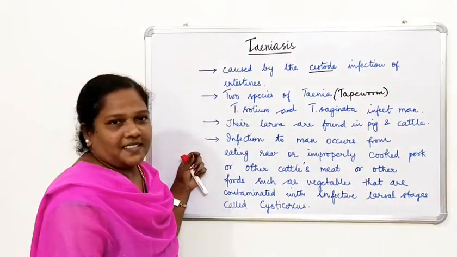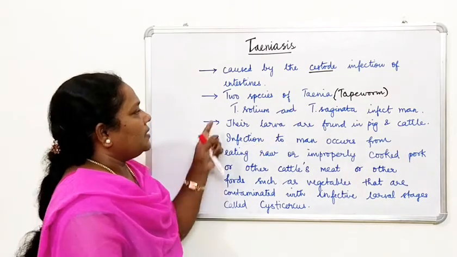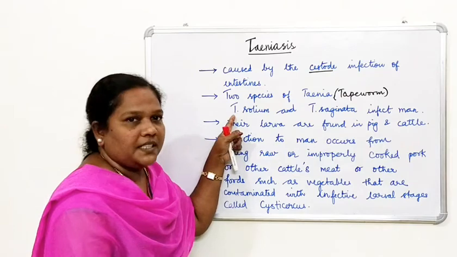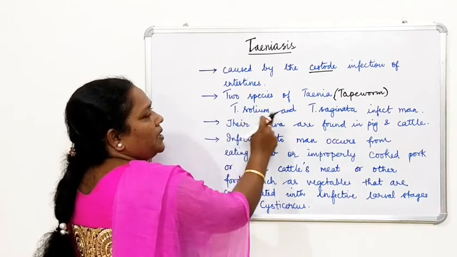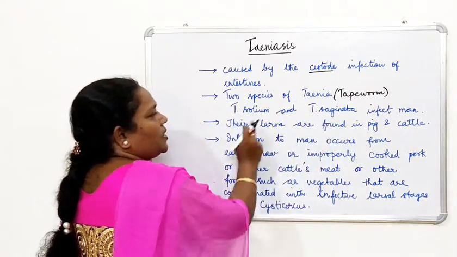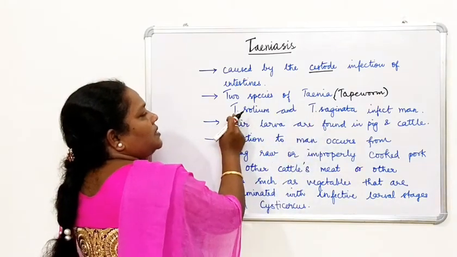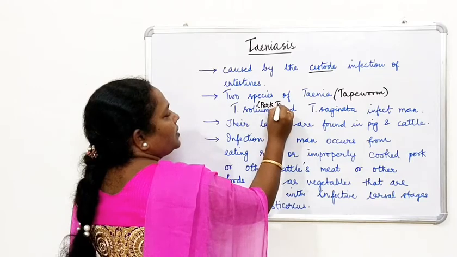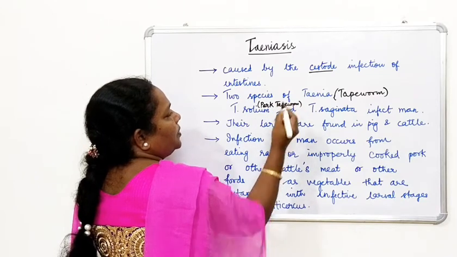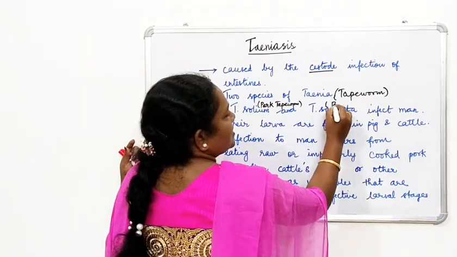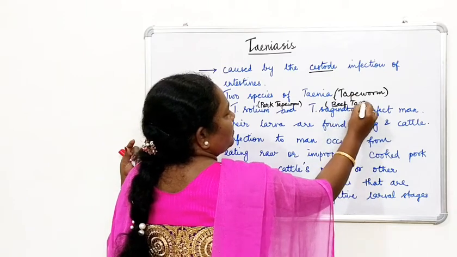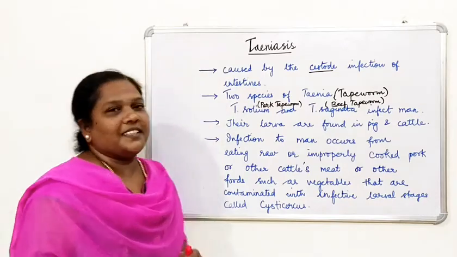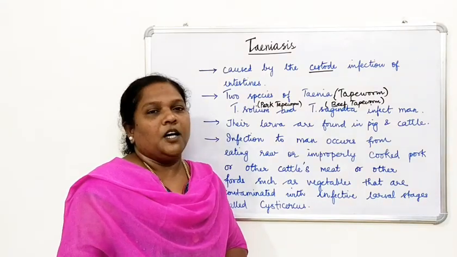which causes Taeniasis. And when you look at Taenia, there are two species. One is Taenia solium. T stands for Taenia, and the species name is solium. And here Taenia saginata. So what is the difference between these two? Taenia solium is called the pork tapeworm, whereas Taenia saginata is the beef tapeworm. Taeniasis is common in countries where pork is eaten.